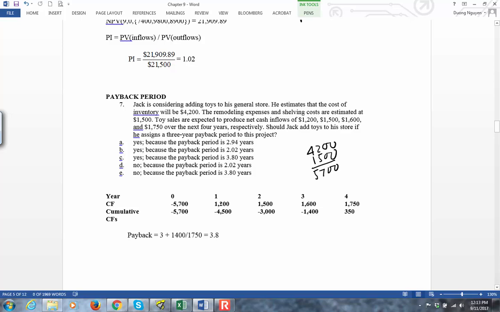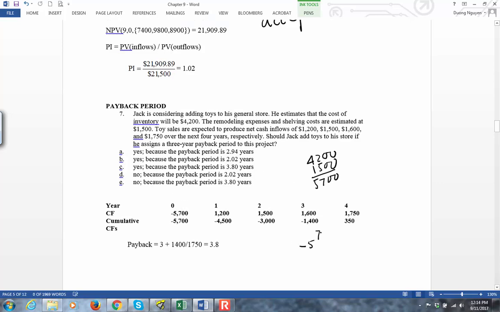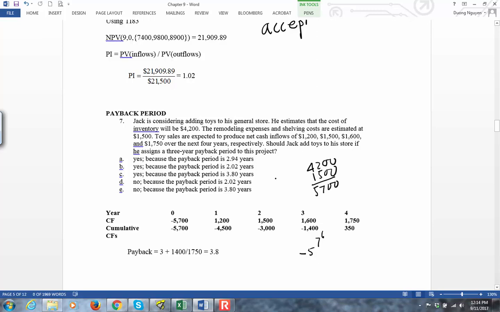In 1 year you have 1,200. In 2 years you have 1,500. In 3 years you have 1,600. In 4 years you have 1,750. So you calculate cumulative cash flows, starting with negative 5,700. You need to recover it. After year 1 you make 1,200, so the amount of money you still need to recover is negative 5,700 plus 1,200.